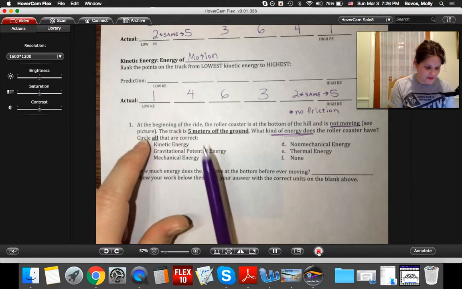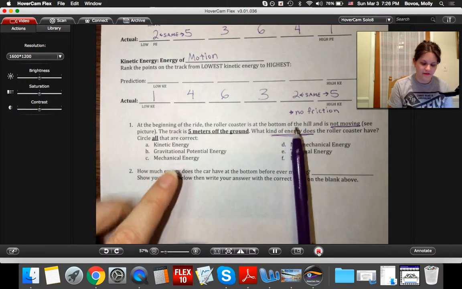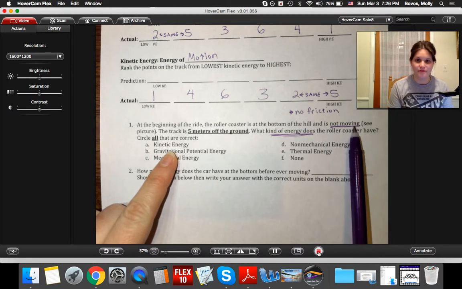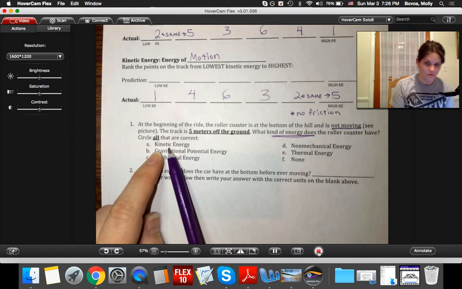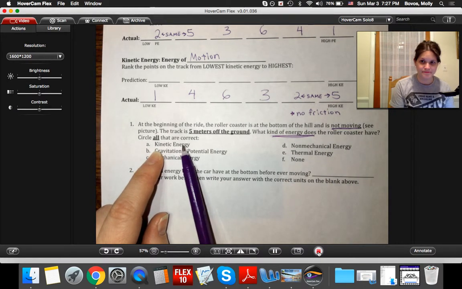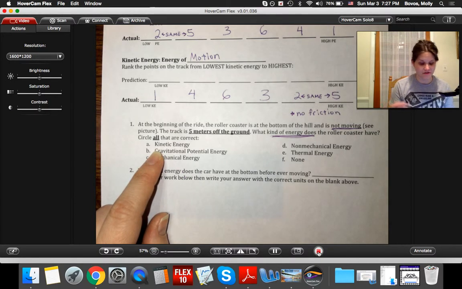So, at the beginning of the ride, the coaster is at the bottom of the hill and not moving. Would it have any kinetic energy? If it's not moving, no kinetic energy.